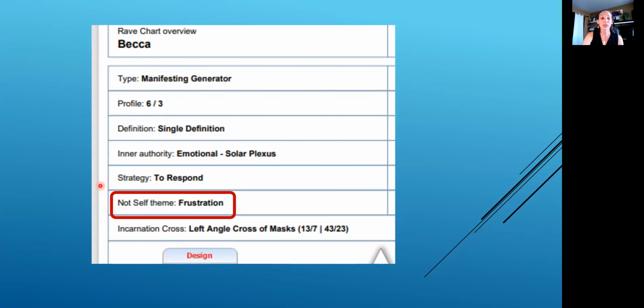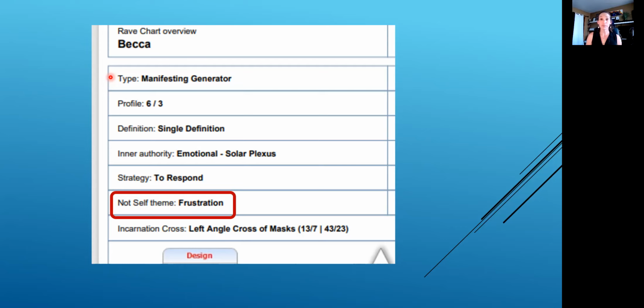Now, the next thing I want to bring your awareness to is something called the not self theme. And this is just right on the cover page again, and you're going to see that the not self theme is based upon specifically your type. Every type has their own unique not self theme. So it's important for you to know your not self theme, because when you feel that emotion, that is going to give you a signal that you're probably making decisions in your life that aren't resonating for you and your soul's path.